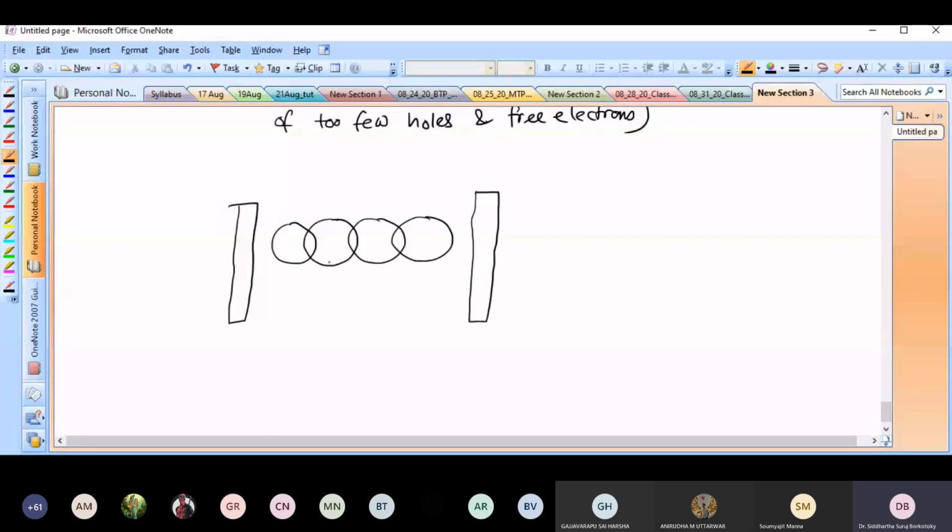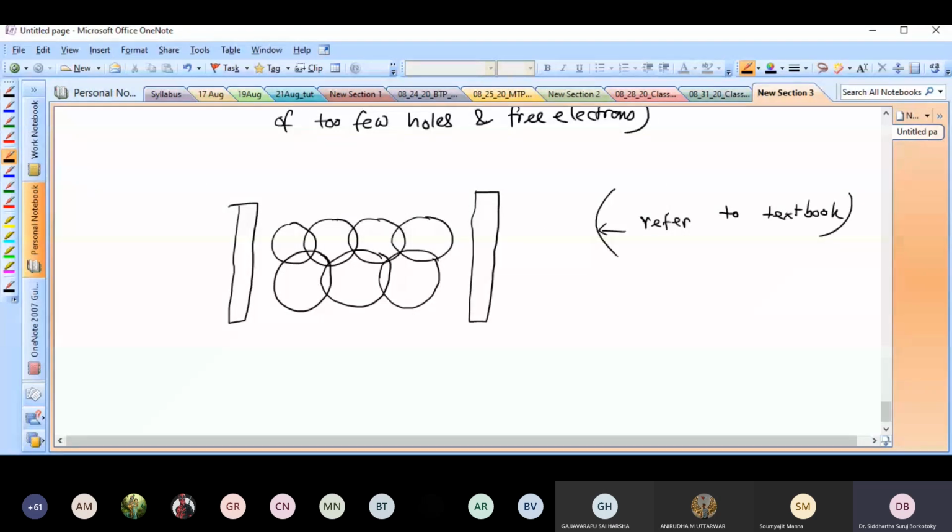So you basically put a crystal in there. So these are all silicon atoms. They should have been drawn in a much better manner, so refer to the textbook, okay? Refer to the textbook.